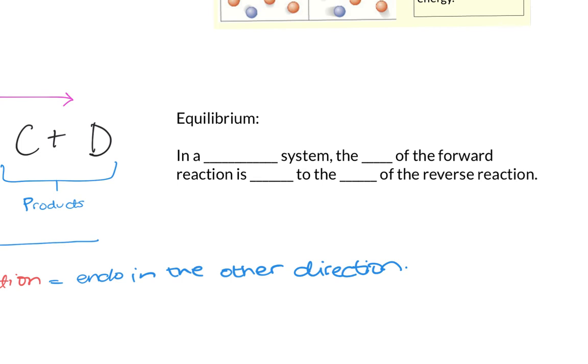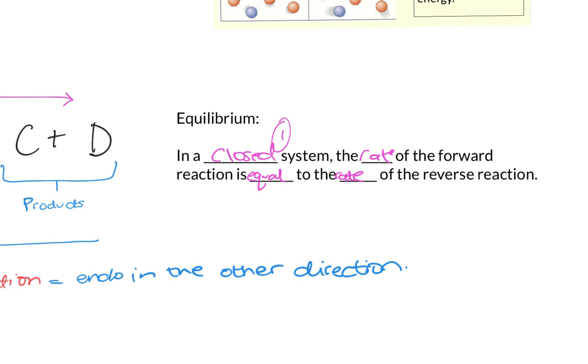Okay, so what we should have written down is that in a closed system, the rate of the forward reaction is equal to the rate of the reverse or backward reaction, depending on how you want to write it. Now, 2 marks for that question, 1 mark for that closed system. Remember, a closed system is one where energy can move into and out of the system, but matter cannot.